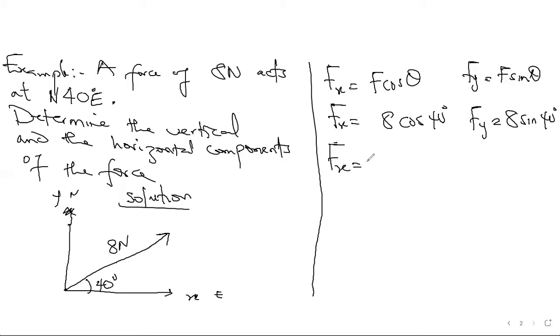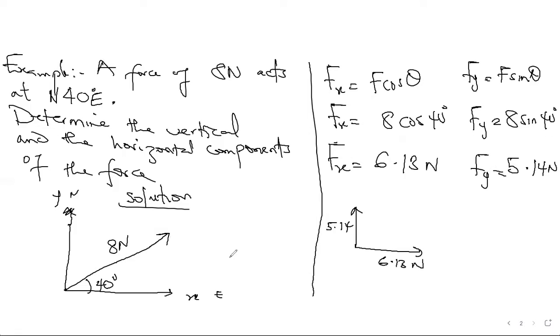So fx will be 8 cos 40 degrees. That's 6.13 newtons. And fy will be 8 sine 40 degrees. It should be 5.14 newtons. So that means this force has been resolved into these two components. One that goes like that along y, which is 5.14, and the other one that goes like that, 6.13. So this force has been reduced into this.